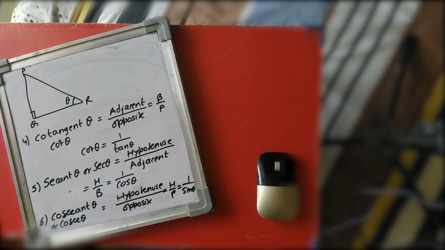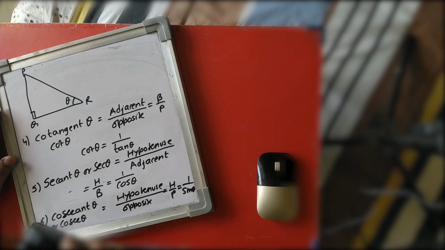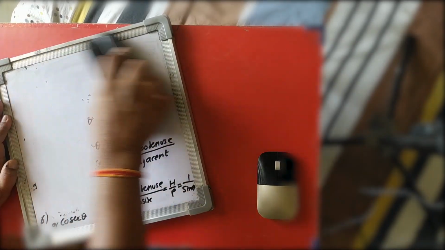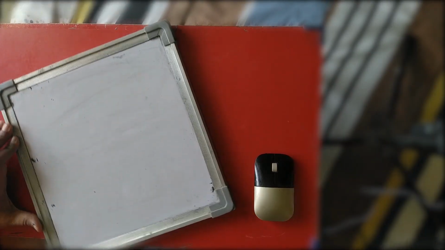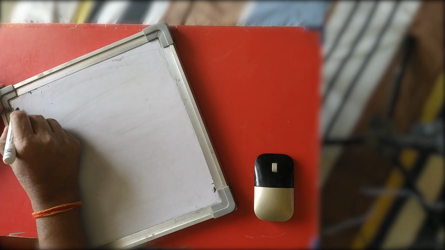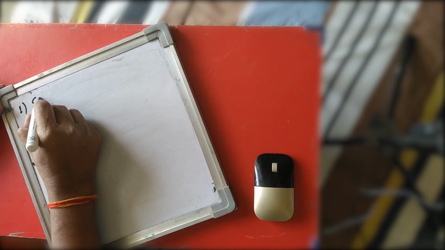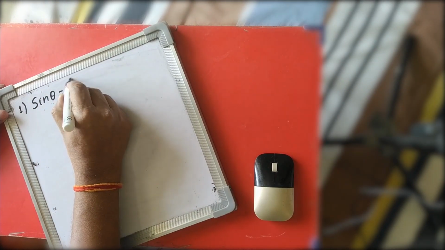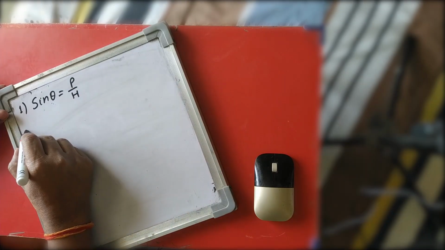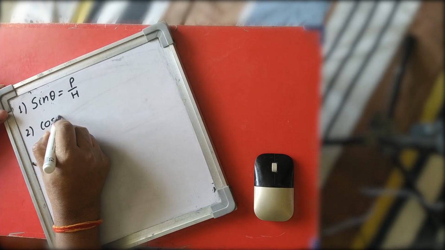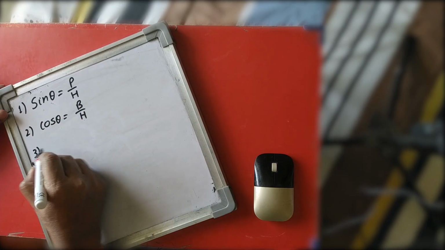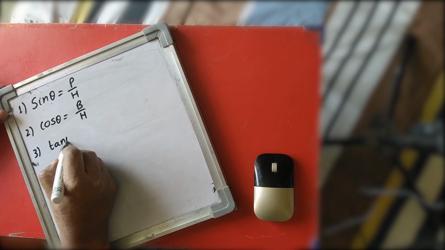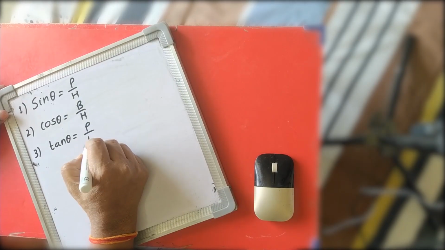So we have now defined all the six trigonometric functions, and we can summarize these definitions here. Clearly, the first one is sine theta, which is equal to perpendicular upon hypotenuse. The second one is cos theta, which is base upon hypotenuse. And the third is tan theta, which is perpendicular upon base.